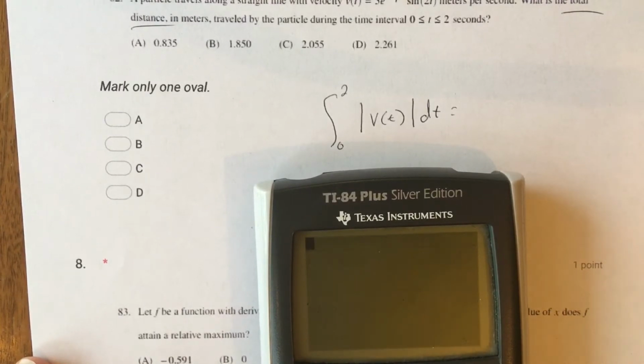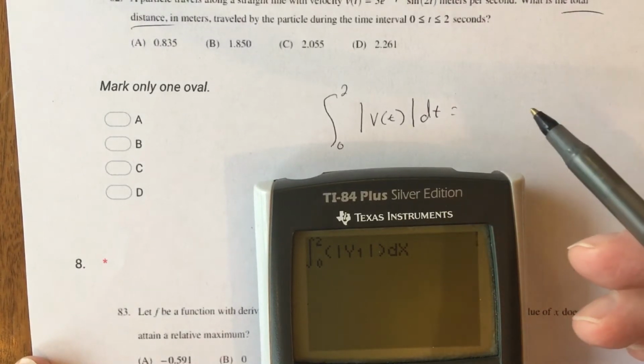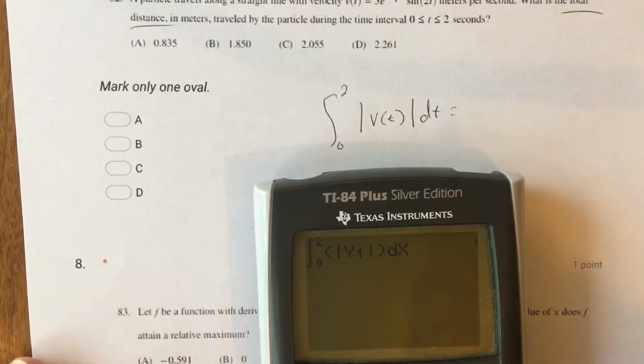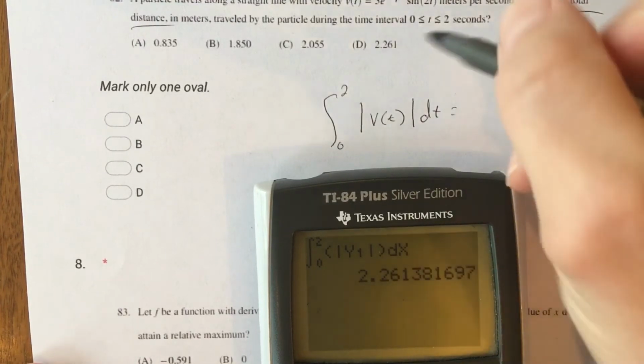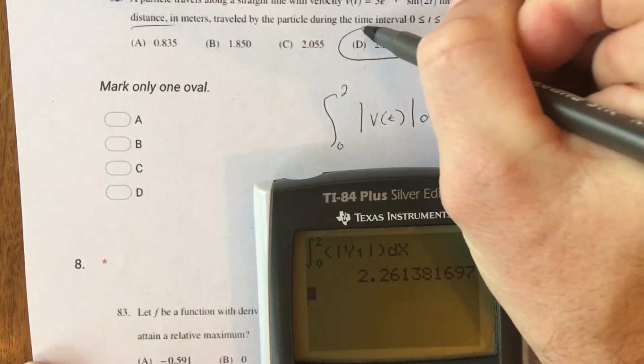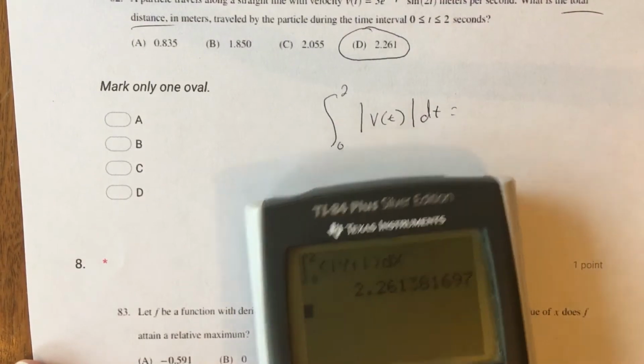So I'm going to go math 9, 0 to 2, and then math number absolute value of y1 dx, and I'm going to end up with eventually, I believe, 2.261. But there we go, 2.261. All right, so that's not too bad.